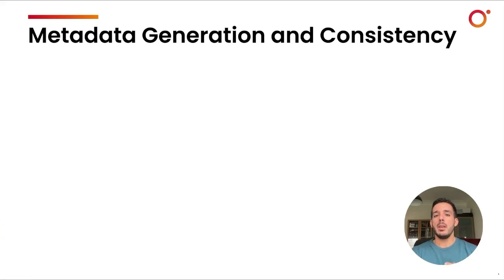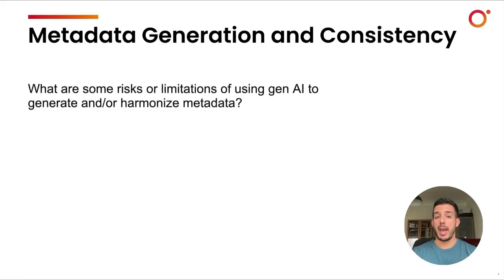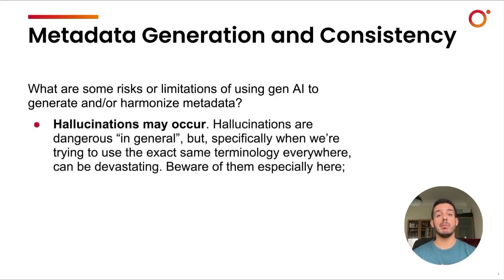And then, what are the risks and limitations that we have when we're using GenAI for metadata in specific? Well, one is that hallucinations may occur. Look, hallucinations are dangerous in general for any use of GenAI, but specifically when we're trying to use the same exact terminology across metadata repositories, they can be very harmful, right? Because if the LLM gets one thing wrong about a definition that is going to be used across all metadata repositories in the enterprise, then that error is just going to be compounded. Or maybe there's an error in certain repositories, but not others, about the same definition. But all of these can easily become nightmare scenarios.